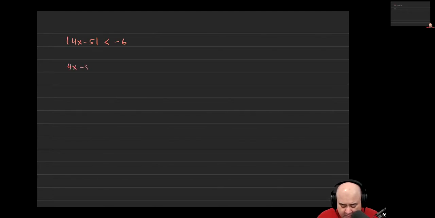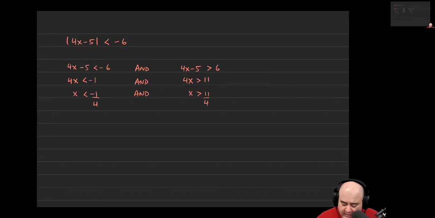The first one will just be 4x minus 5 is less than negative 6. And the other one will be 4x minus 5; we change the direction of the inequality and we change the sign. Now we just solve them as we normally do. So we add the 5 just like we have in the past. Negative 6 plus 5 will give us negative 1. Then we divide both sides by 4, so that gives us negative 1/4. And we add the 5 to the other side, so we get 4x is greater than 11. Then we divide both sides by 4, which gives us x is greater than 11/4.